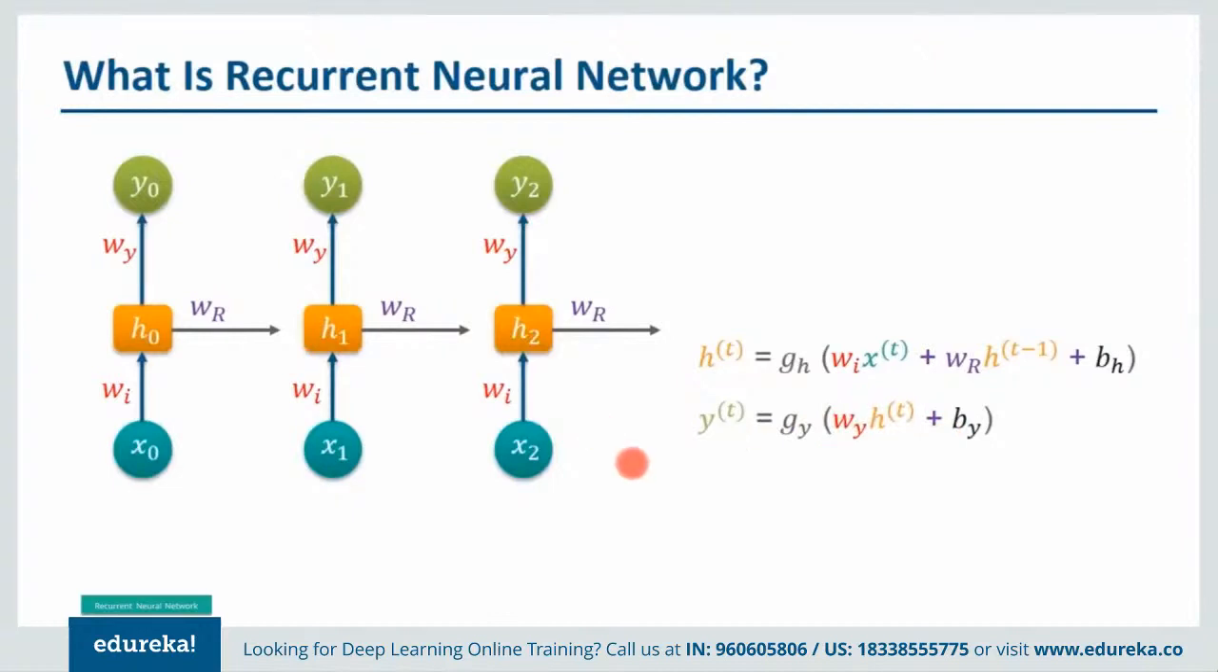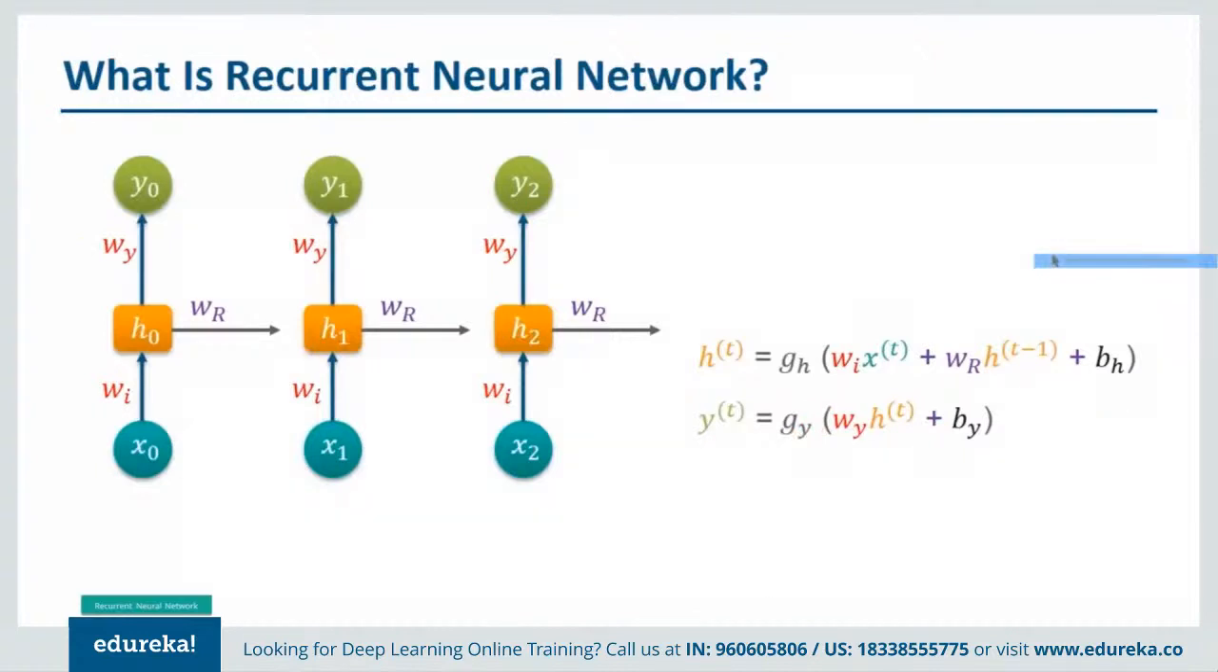Similarly, at the next timestamp, that is at time t equals 2, we have input x2. We need to figure out what will be h2. So we'll multiply the weight matrix Wi with x of 2 plus Wr into h of 1 that we have got here plus b of h, and pass it through a function g of h to get h of 2. From h of 2 we'll calculate y of 2: Wi into h of 2 plus by, that is the bias, pass it through a function g of y to get y2. And this is how a recurrent neural network works, guys.